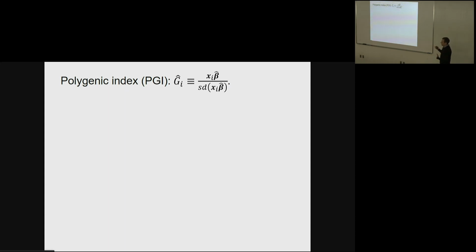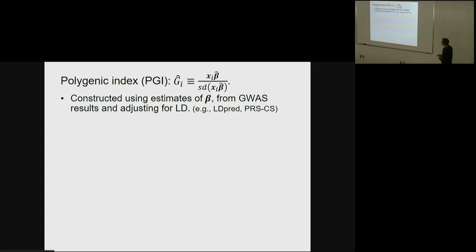what is a polygenic index and how does it relate to the general setup? Well, we don't know the betas, so we can't construct the additive SNP factor. The polygenic index is what we can construct based on estimates that we get for the betas from a GWAS. I'm going to call that G hat.